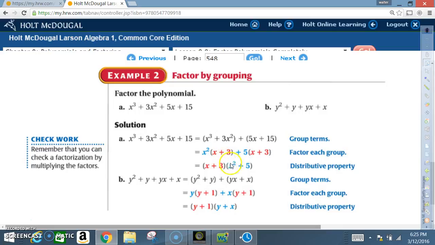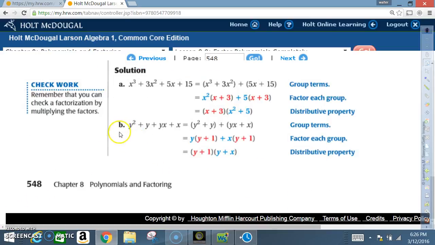Now I notice that I have a common binomial, just like in example 1. What binomial do they have in common? x plus 3. And I already know from the previous process that this is going to cancel and this is going to cancel when I divide it by x plus 3. So when I divide this by x plus 3, that's gone, so I'm just left with x squared. And when I divide this term by x plus 3, the x plus 3 is gone, and I'm left with just 5. So my final answer is x plus 3 times x squared plus 5. All right, let's take a look at B.